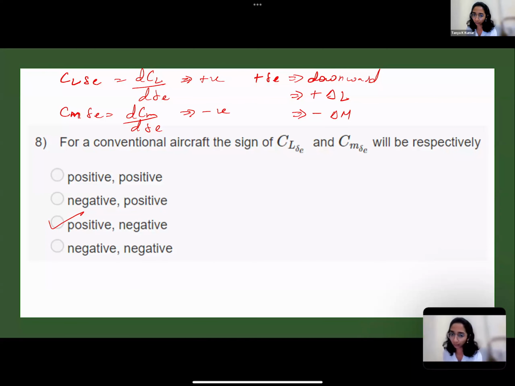Try to understand what each of them means and just try to visualize what lift or aerodynamic forces it will produce when each of them is deflected. So these are known as the control derivatives. CL delta E and CM delta E are known as the control derivatives. Why? They are the derivatives produced due to deflection in the control surface, and the control surface is the elevator.